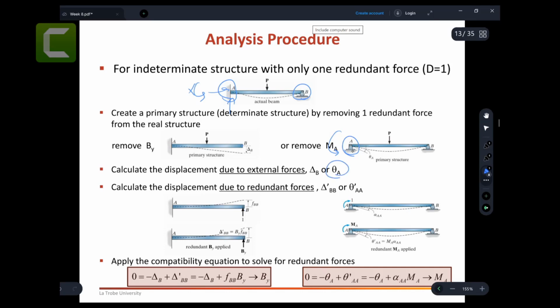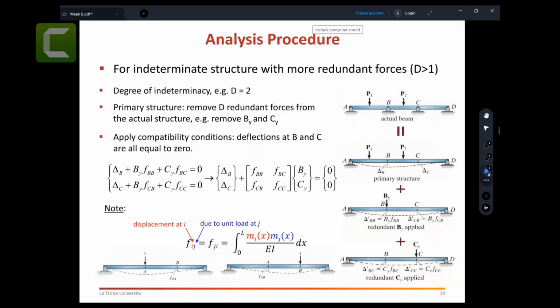Then you have rotations, because there is no rotation here when it's fixed. But when you remove that fixed support and make it a pin, then it rotates. So this rotation you need to find, and then you put the moment back, and you have one moment, and then you find this rotation, and you can find MA. Same concept as I explained here, but it's the concept of moment and rotation, here force and displacements.